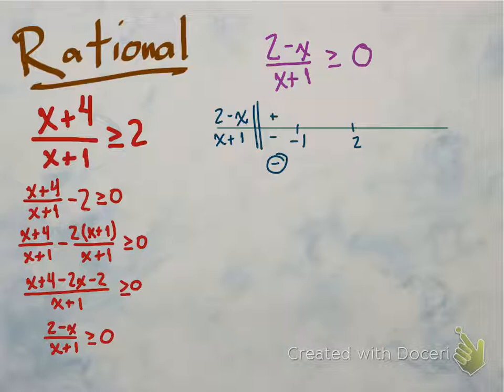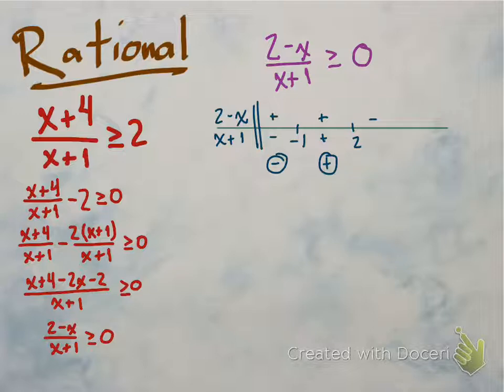If I take a value in between -1 and 0, put it in there in the top, I get 2 minus, let's say, 0. That's in between. 2 minus 0 is positive, and 0 plus 1 is positive, so positive divided by positive is positive. So that's good. That interval gives me a positive quotient.